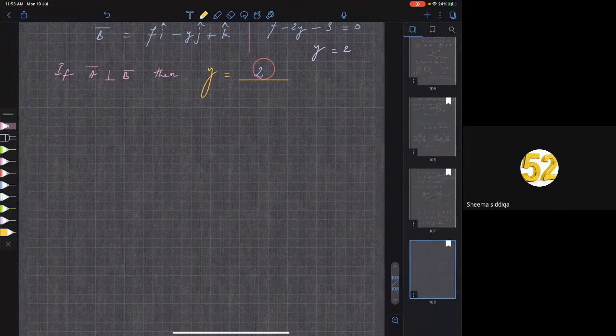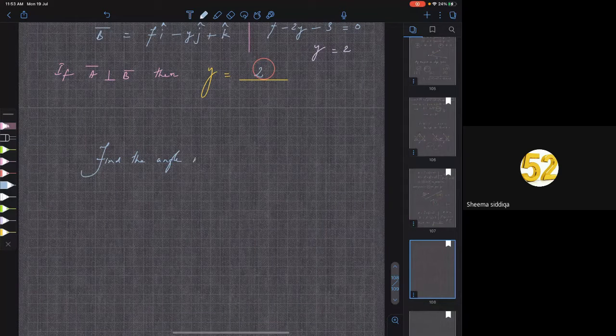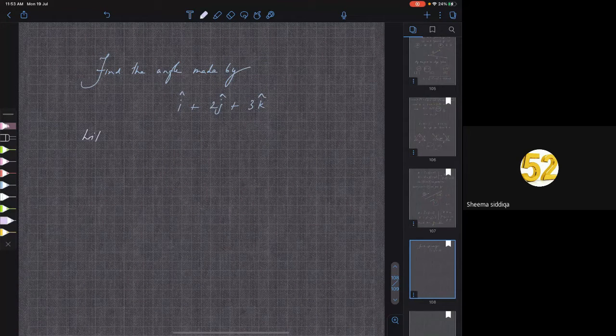Okay. Find the angle made by i cap plus 2j cap plus 3k cap with the x-axis, y-axis and z-axis respectively.